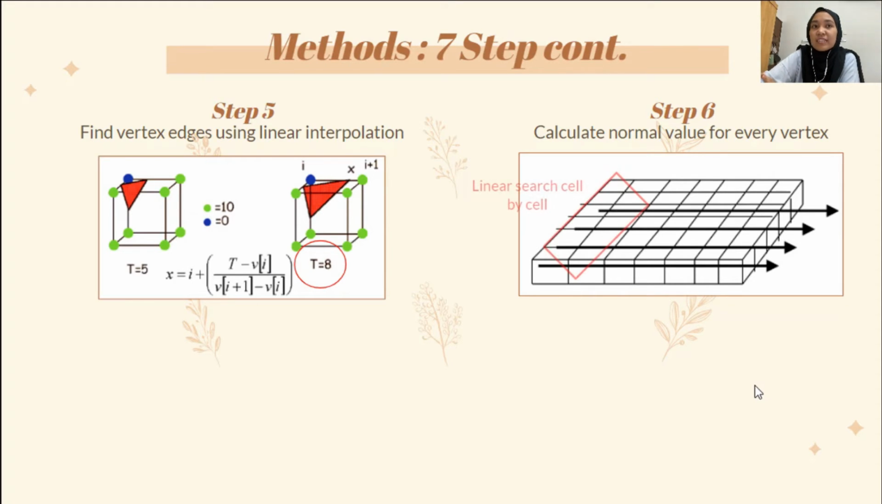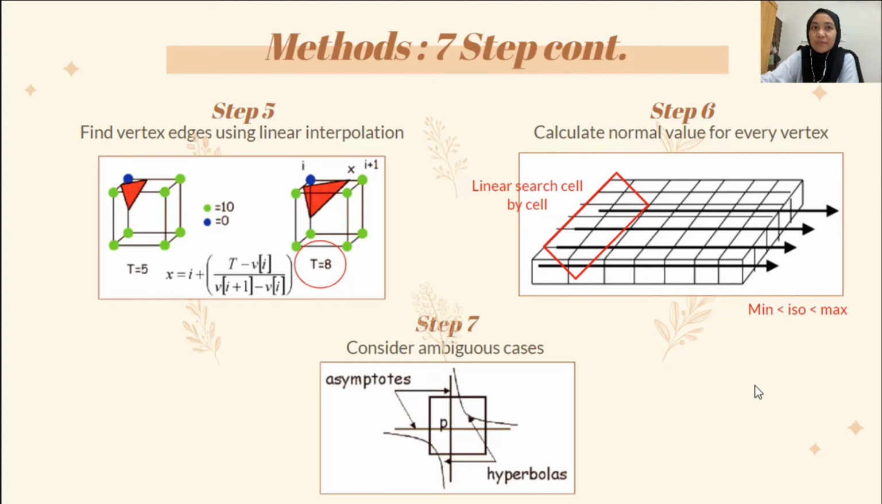So linear search needs to go through all cells line by line to perform the volume visualization, and then it has to compare the maximum and minimum of the ISO. Step 7, we have to consider the ambiguous cases. It is hard to identify which cube belongs to which, so we need to generate another plane and case to add on to the lookup table. So it has been solved by using the hyperbola function.